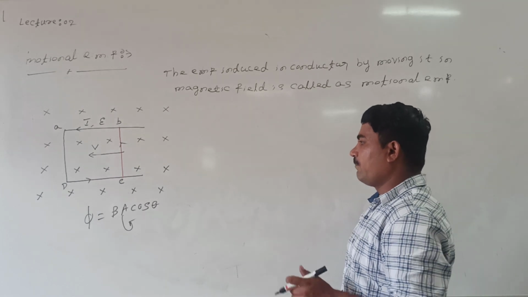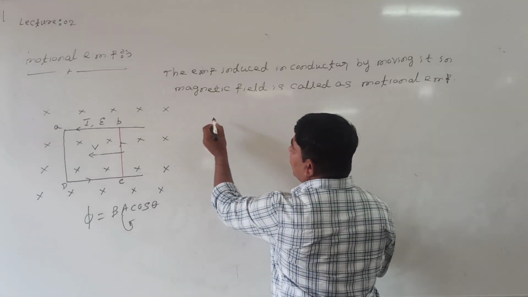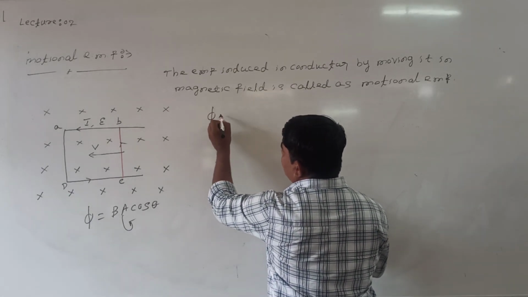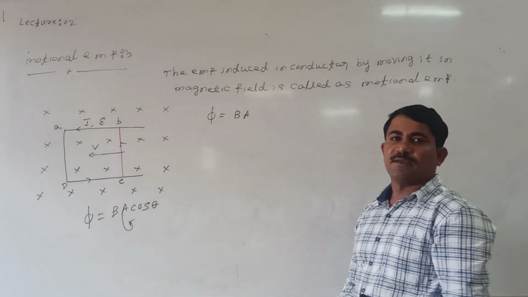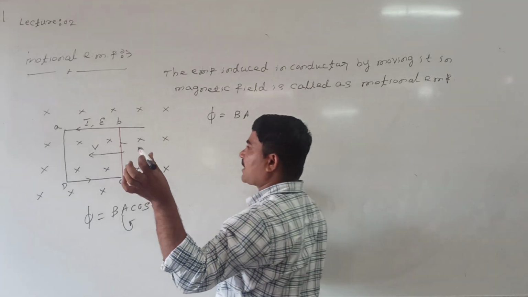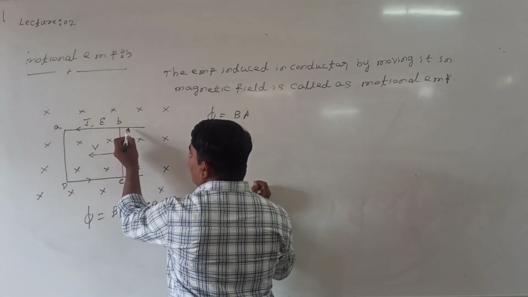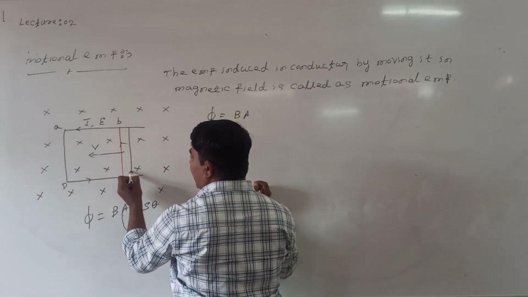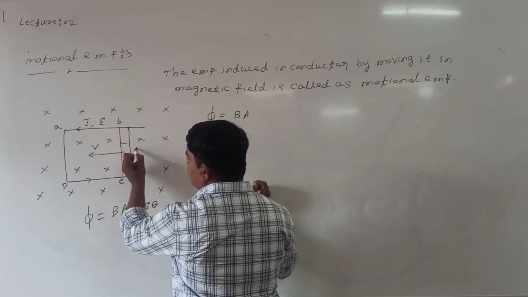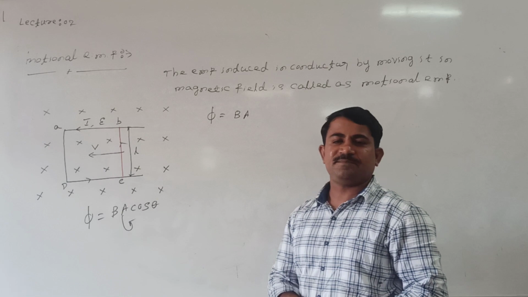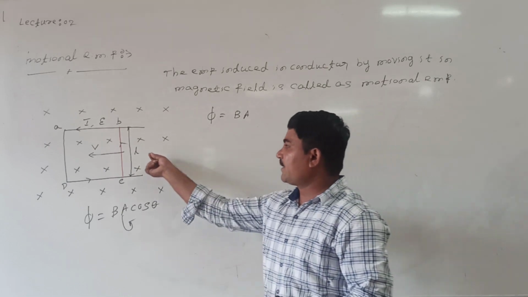Initially we know magnetic flux. What is magnetic flux? Magnetic flux is equal to the scalar product of the magnetic field and the area vector. This is the direction of the magnetic field. I can take this conductor free to move in a uniform magnetic field. L is the length of the conductor.